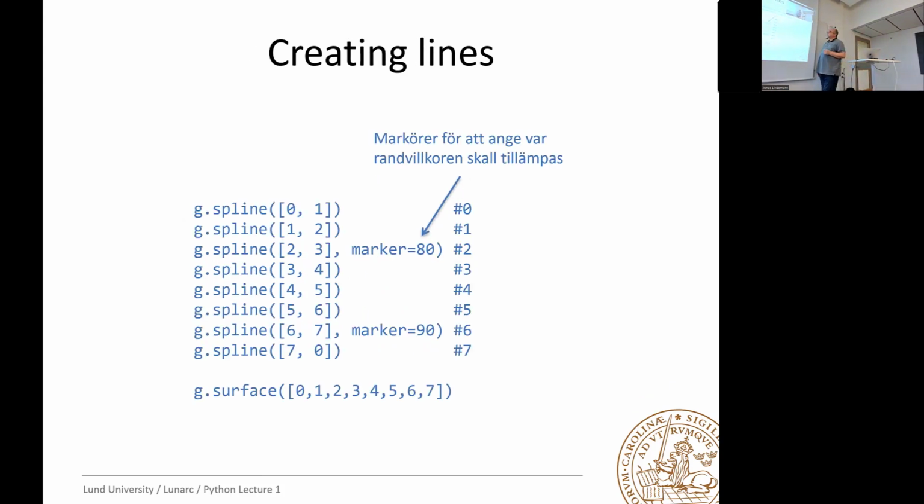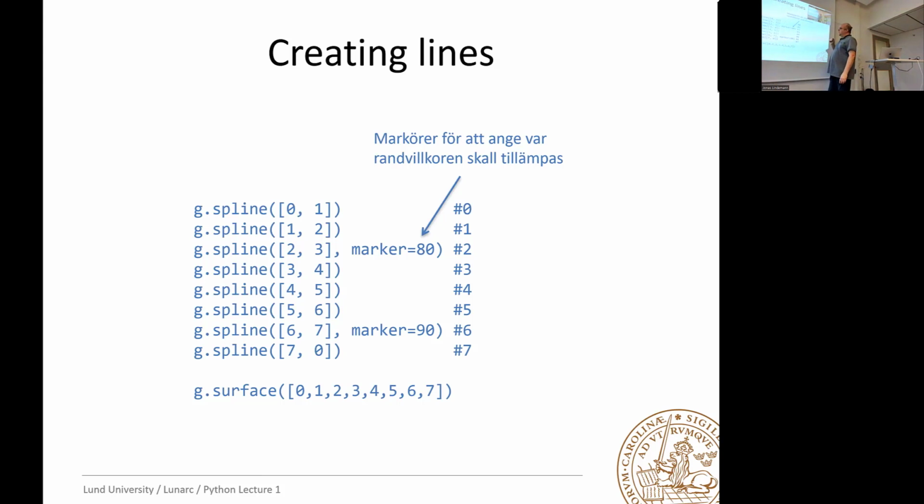Then we have to create our lines. And we use something called a spline here, even if it's the same command to create lines between 3 points or 2 points. So it's called spline, and then we just specify the topology here. Gmsh uses zero-based topology, so it starts from 0. So the first point is 0, and then goes 0 to 1, 1 to 2, 2 to 3, and so on.